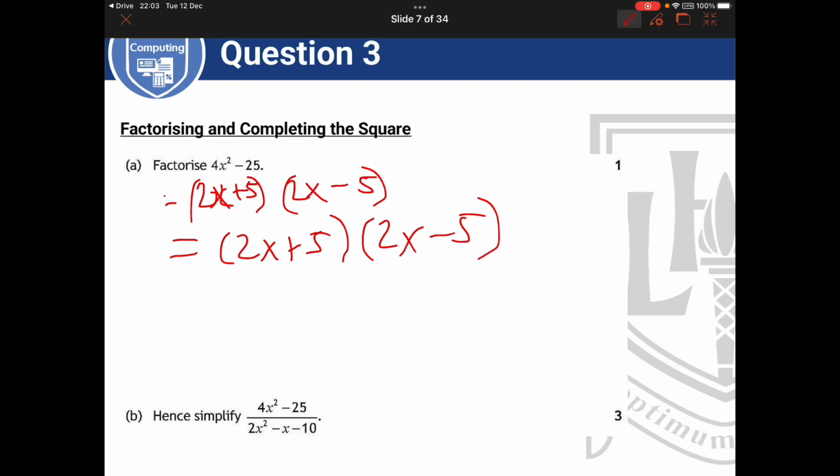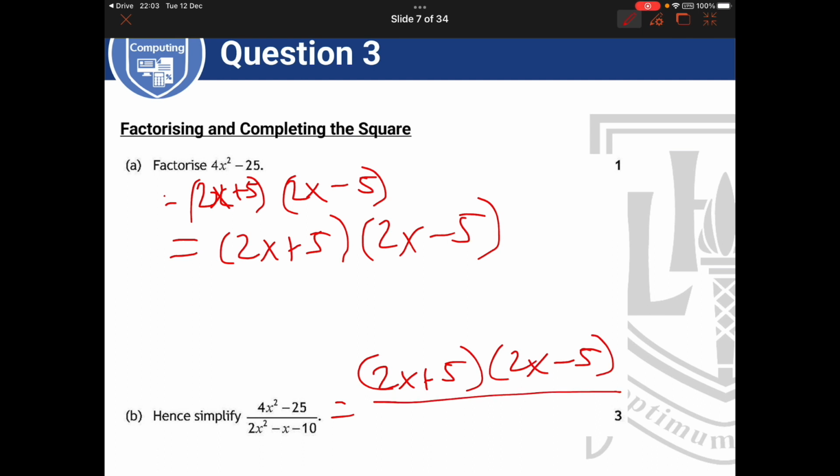Then part B says, hence simplify. So you'll notice that the top line, 4x squared minus 25, is the same as we've got in part A. So really all I'm asked to do here is replace that with what you did in part A. Well, that's 2x add 5 and 2x minus 5. So let's go ahead and replace the top with that. The bottom line is 2x squared minus x and minus 10. So you need to spot that there's a bit of simplifying we can do there too.